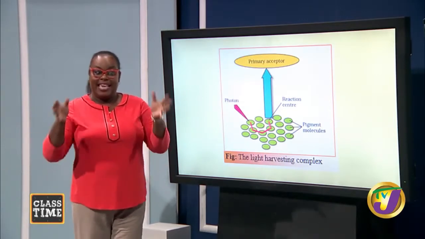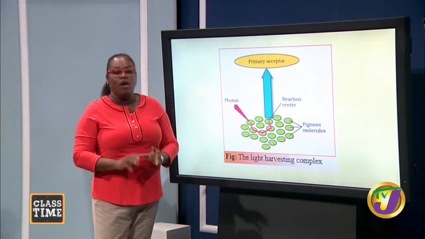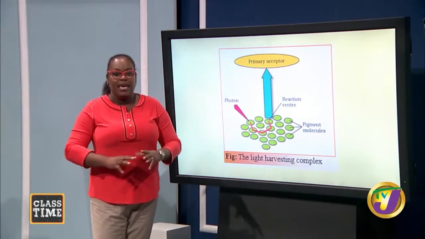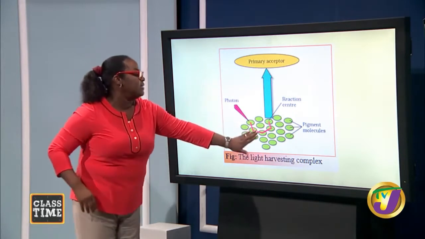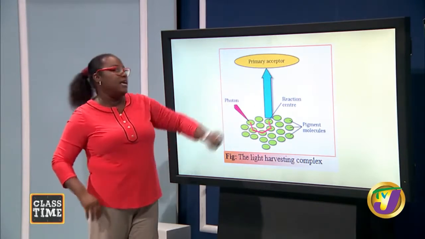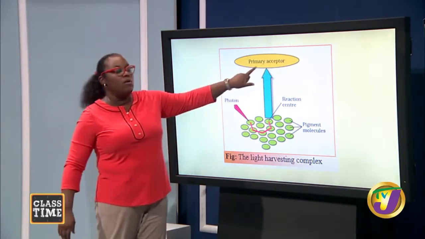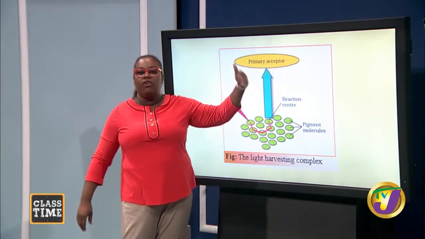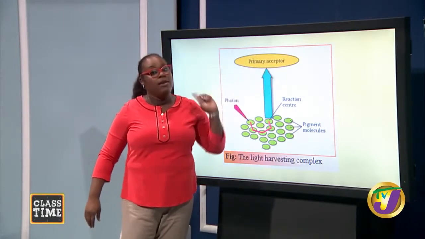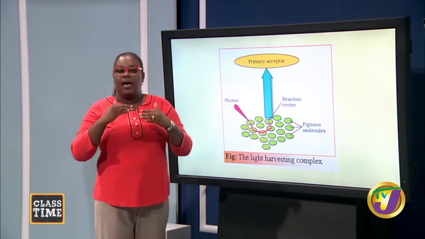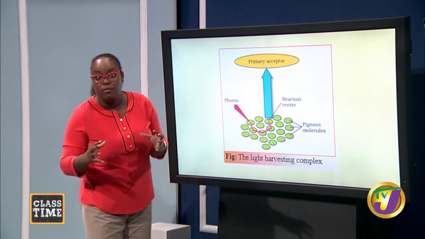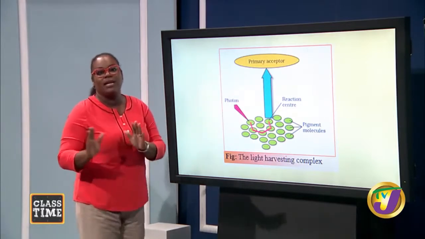But in the confines of the thylakoid membrane, in a photosystem, the electrons that escape the reaction center are actually captured by what's called a primary electron acceptor. Now, the primary electron acceptor is a particular molecule, and at this level you do not need to know the name of the molecule, so we are going to leave it at that.